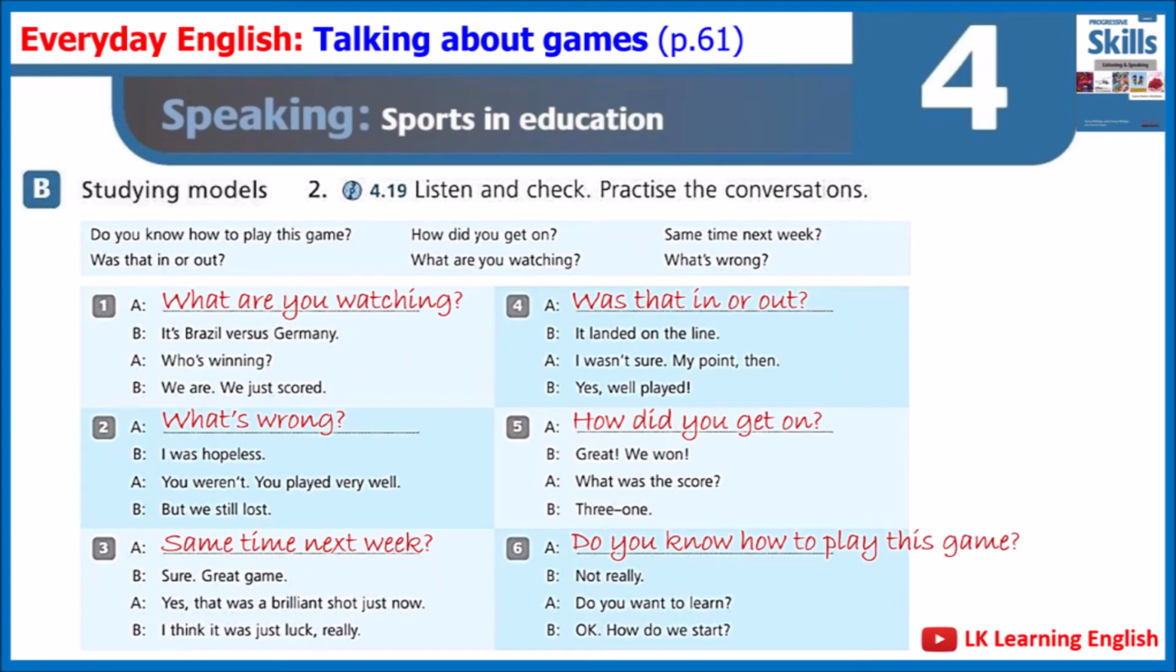Everyday English, talking about games. Exercise B2. Listen and check. Practice the conversations. Conversation 1. What are you watching? It's Brazil versus Germany. Who's winning? We are. We just scored. Conversation 2. What's wrong? I was hopeless. You weren't. You played very well. But we still lost.